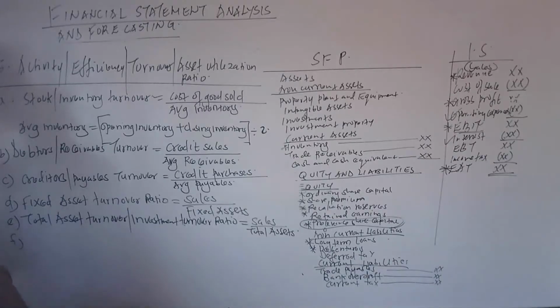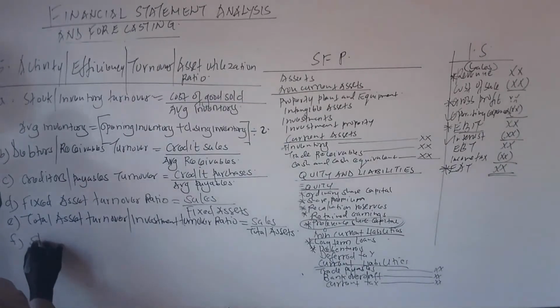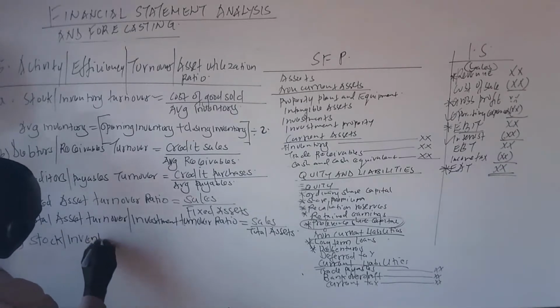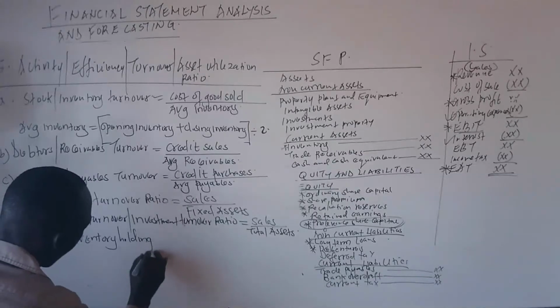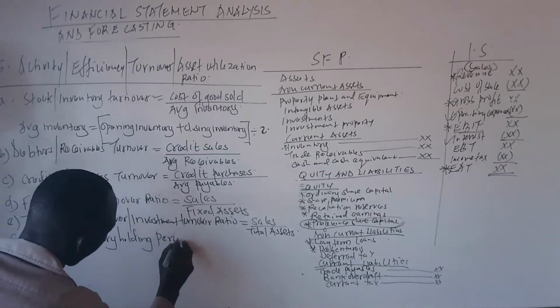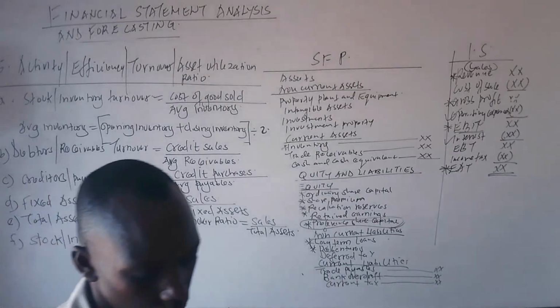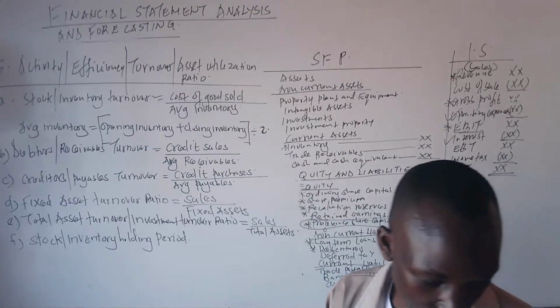Then we are in number 6. Number 6, we are going to talk about the stock or inventory holding period.